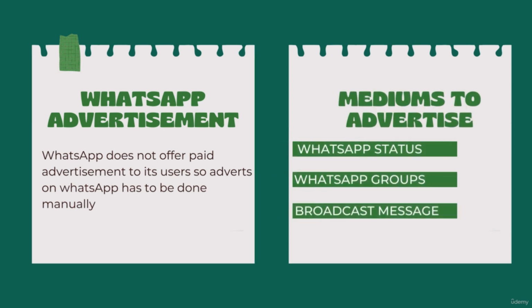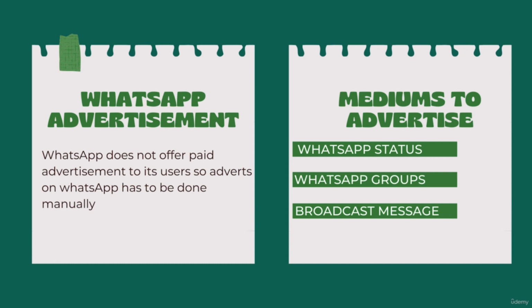Advertising on your WhatsApp status, which is the most popular and the most effective. The next is advertising on WhatsApp groups created by you or groups created by other persons where you are just a member or probably an admin. Then after that is advertising using a broadcast message, adding your contacts to a broadcast list and sending them all a message at once.